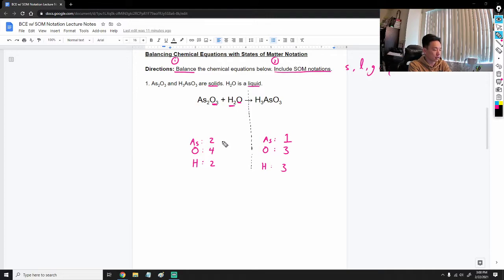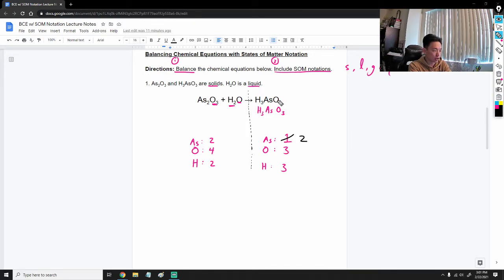Okay, for As, it looks like there's more on the left side. That means we have to add another one to the right side. So I'm going to add an As, but I can't just add it like this by itself. I have to add the entire molecule. So I'm going to add H3AsO3. And if I do that, I have to redo all the numbers here. Okay, how many As's do I have? I have 1, I have 2. So this number is going to change to 2.